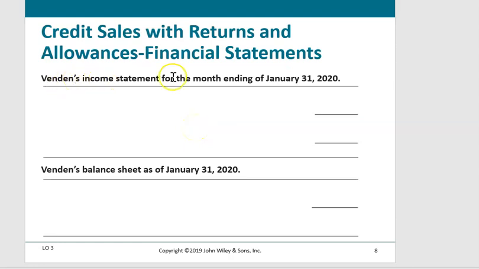Vendon, the seller's income statement for the month ending January 31st, 2020, is going to report sales revenue at the full amount. Remember, this is not net of returns. We're going to do that separately. We're going to report to the investors or any users of the financial statements how much our estimated returns and allowances are.